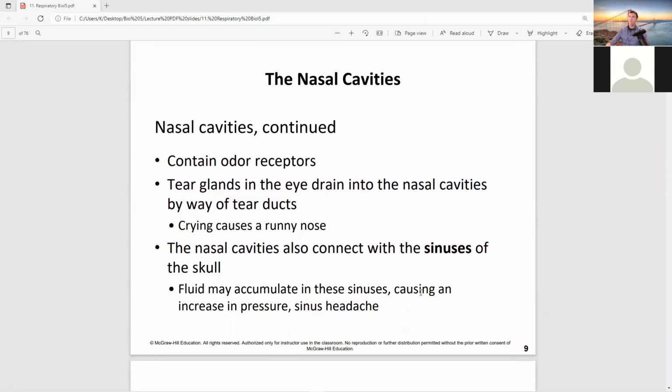So the nasal cavities contain odor receptors. They also contain the tear glands in the eye, which drain into the nasal cavities by way of the tear ducts. So this is why crying causes a runny nose. The nasal cavities also connect with the sinuses of the skull. So fluid may accumulate in the sinuses, causing an increase in pressure or a sinus headache.